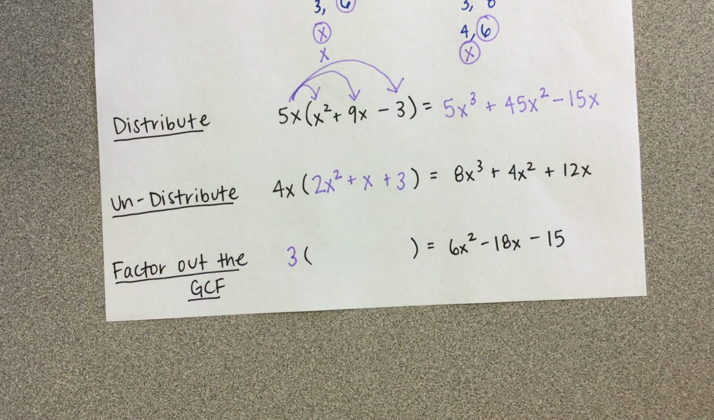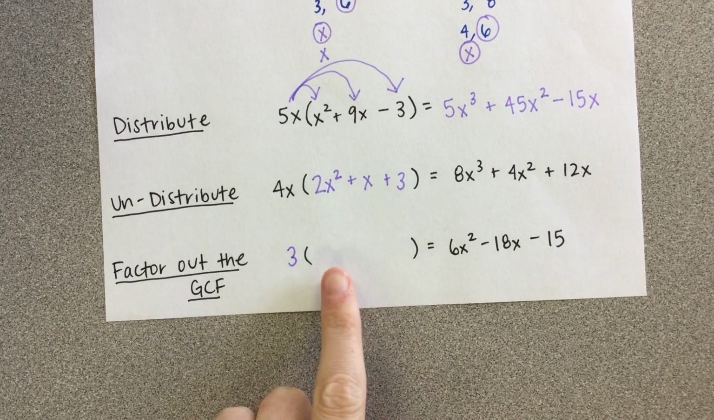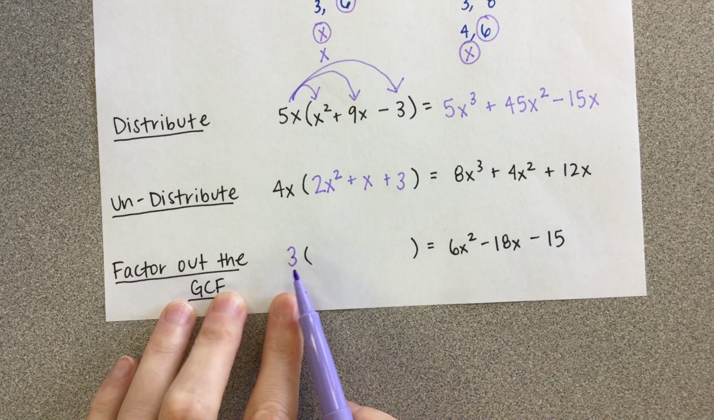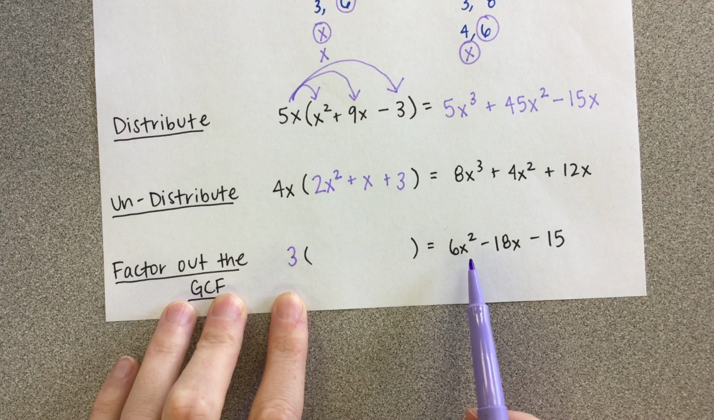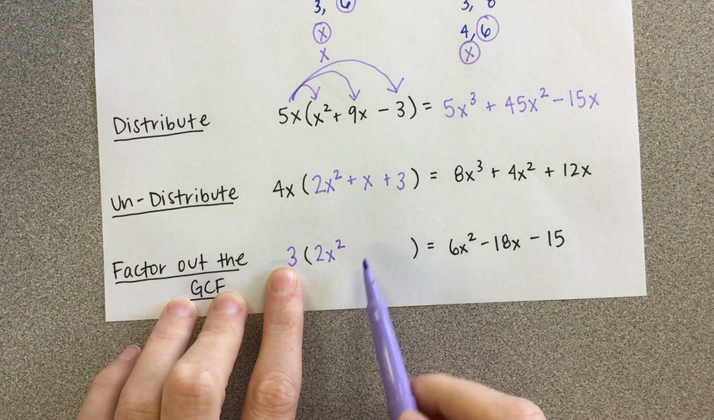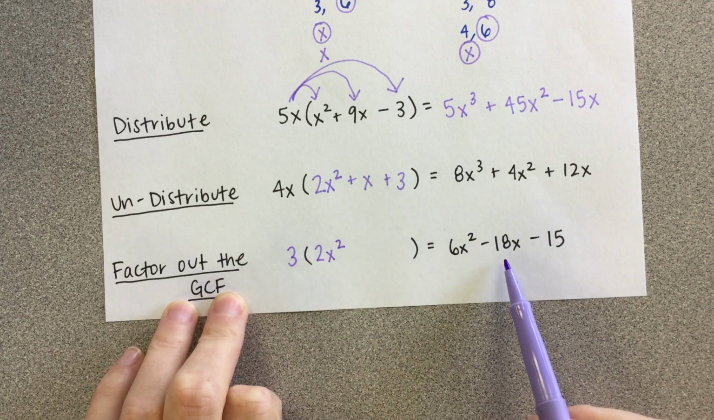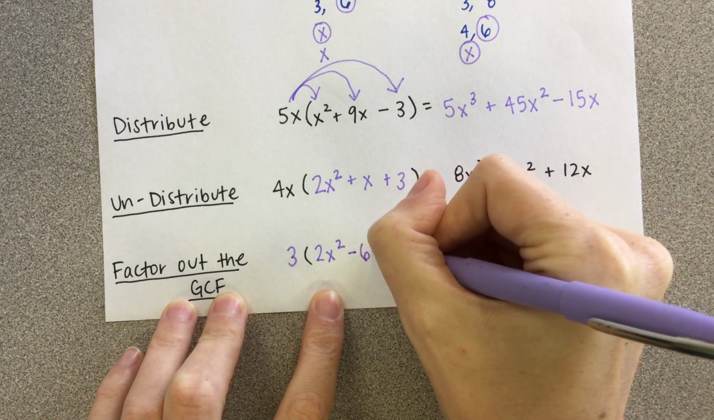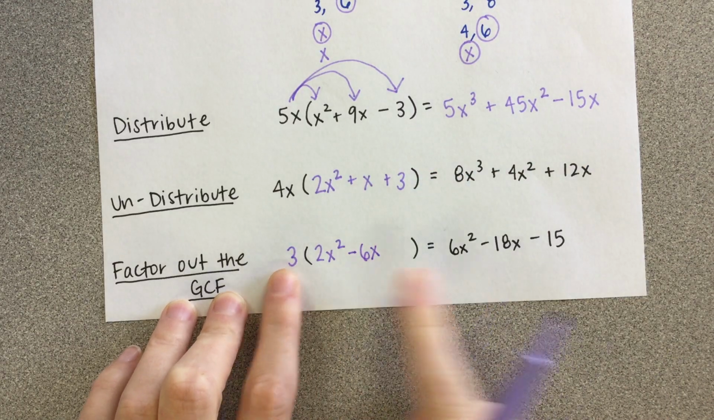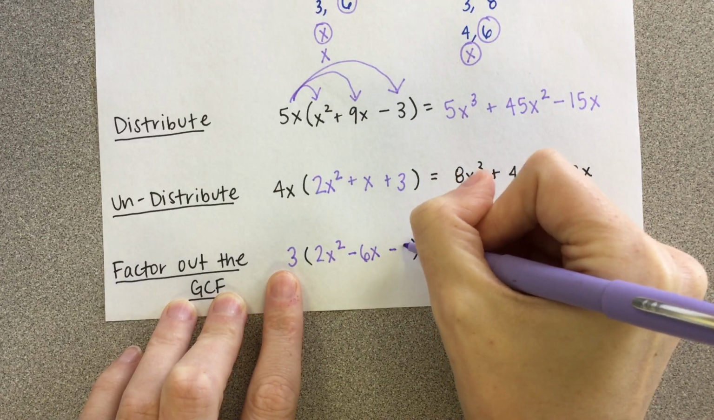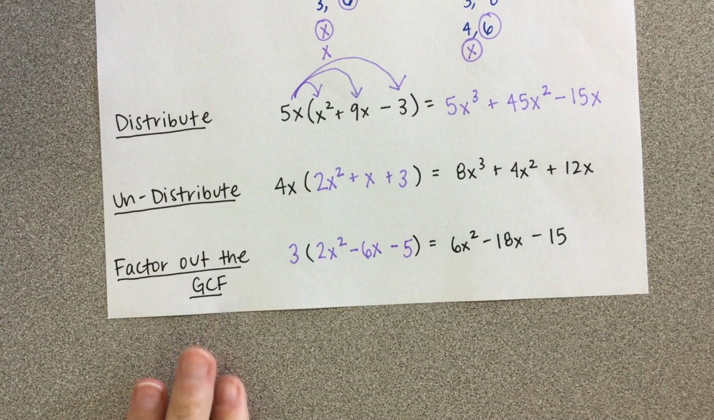So now this is where we think of undistributing. We've got to figure out what goes in the parentheses so that if we distributed a 3 back into it, it would equal this. So 3 times what is 6x squared? And that would be 2x squared. 3 times what number is negative 18x? So it's going to need to be a negative, and that would be a negative 6x, right? If we multiply those, we'd get negative 18x. And then 3 times what is negative 15, and that would be negative 5. So this is what it means to factor out the greatest common factor.